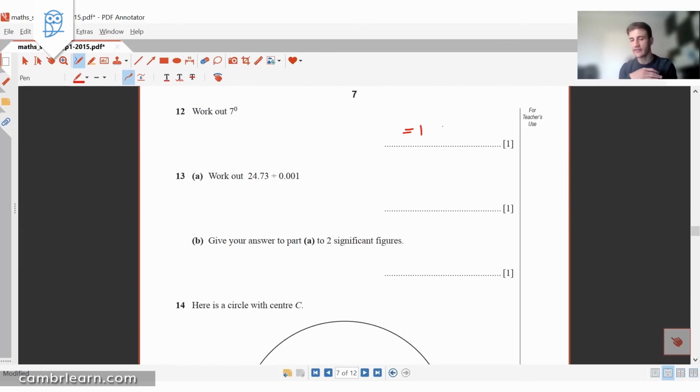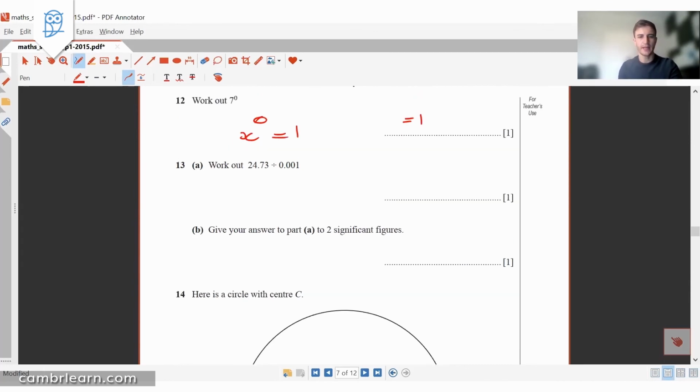Even if I have a billion and I raise it to the power of 0, the answer would be equal to 1. So anything to the power of 0 is equal to 1. It doesn't matter what that is. We can actually just say x to the power of 0 is equal to 1, where x just represents any base number.